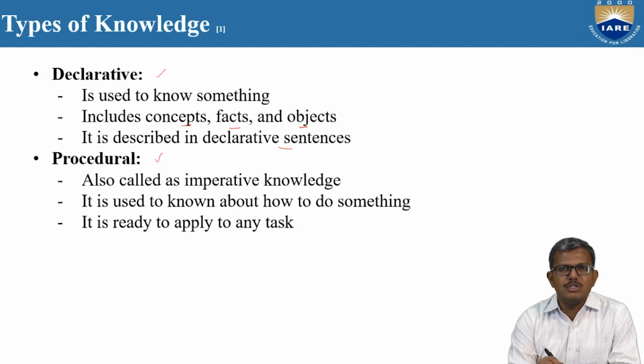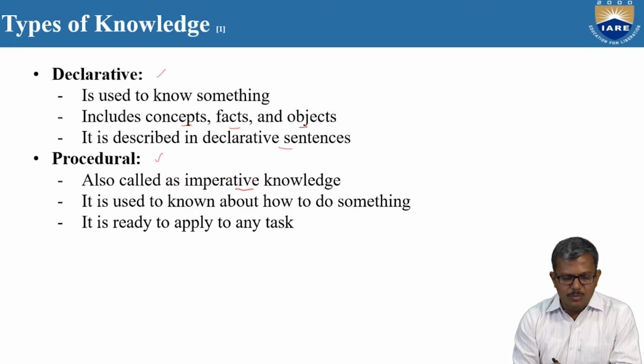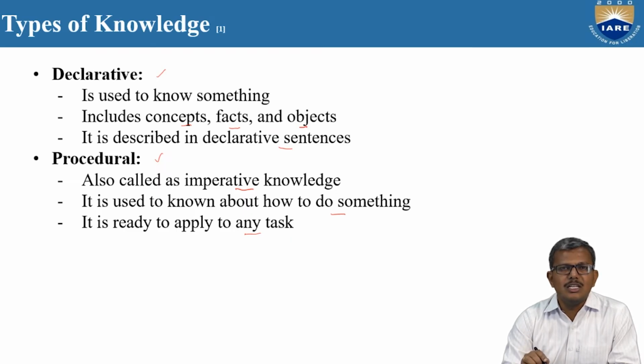Okay, so when it comes to procedural knowledge, this knowledge is also called imperative knowledge. It is about how to do something, and it is ready to apply to any task. So this is a major difference between declarative knowledge and procedural knowledge. Declarative knowledge cannot be used directly to apply to a particular problem statement, right? But procedural knowledge is ready-made, ready to apply information. By using that information, you can simply solve any kind of AI problems.